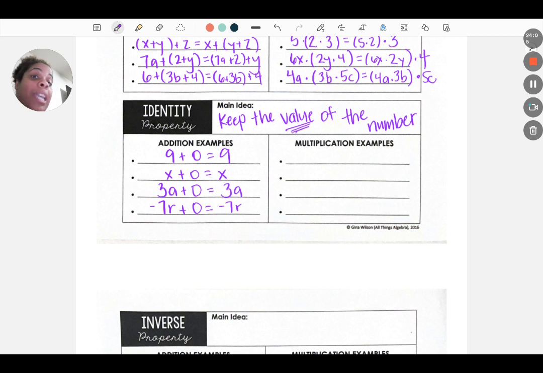So for multiplication, we can't do 0, can we? No. Do we know what number we have to use with multiplication? Hopefully you know. Anything multiplied by 1 will always give us that number again, right? So with multiplication, we're just changing the 0 to a 1. So we can have 8 times 1 will give us 8. The value of the 8 didn't change.